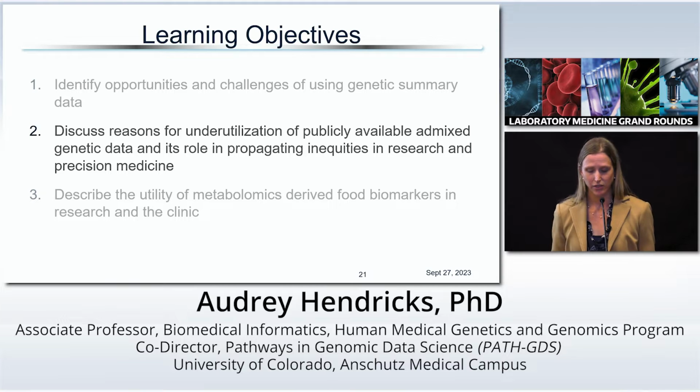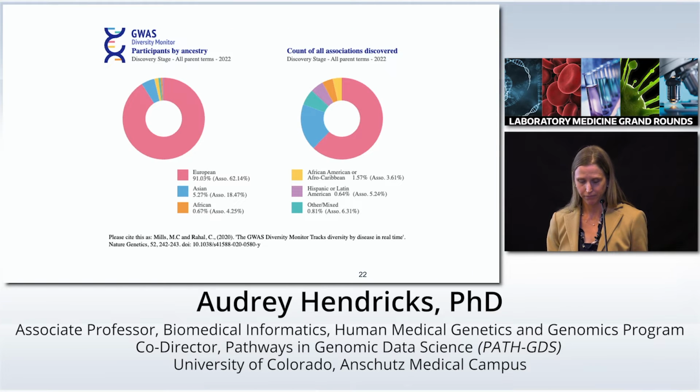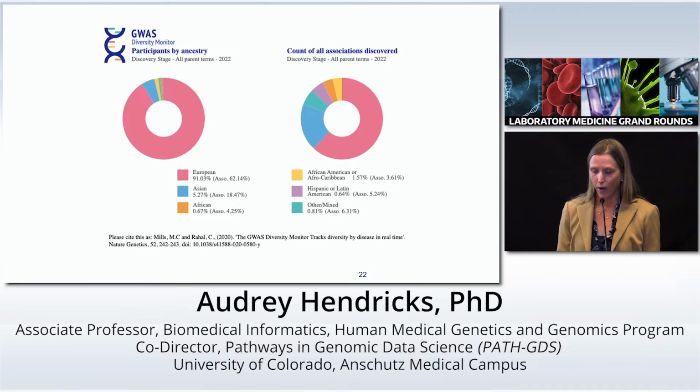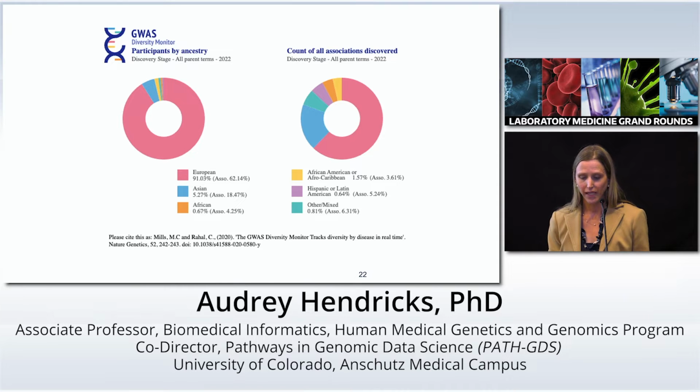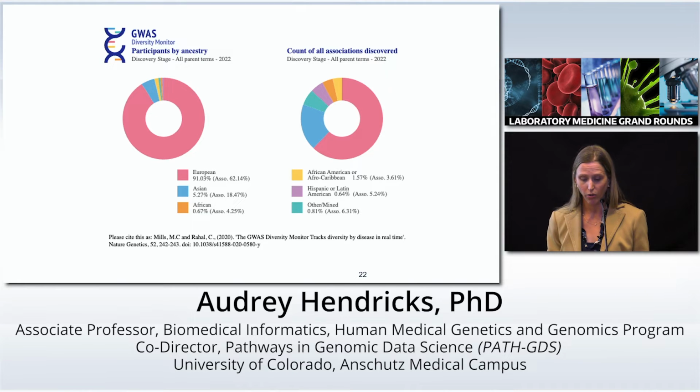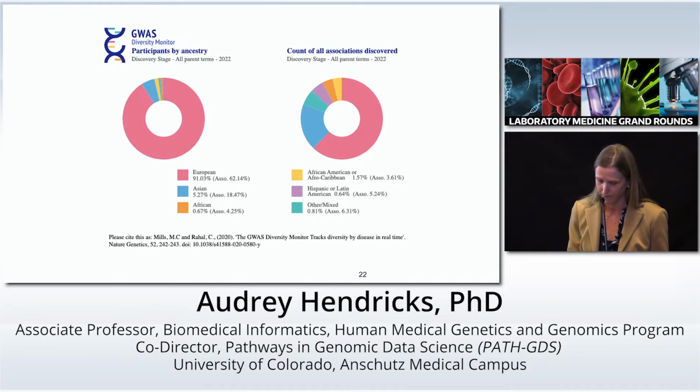So this brings me to our second learning objective. And here is a figure from the GWAS Diversity Monitor, where I've pulled data from 2022. And on the left, we can see participants by ancestry. And the peak here is European ancestry. So we can see the participants in genome-wide association studies from 2022, over 90% were of European ancestry. It's a little shocking still in this day and age that it's so skewed. Less than 10% combined were from the other ancestral groups.